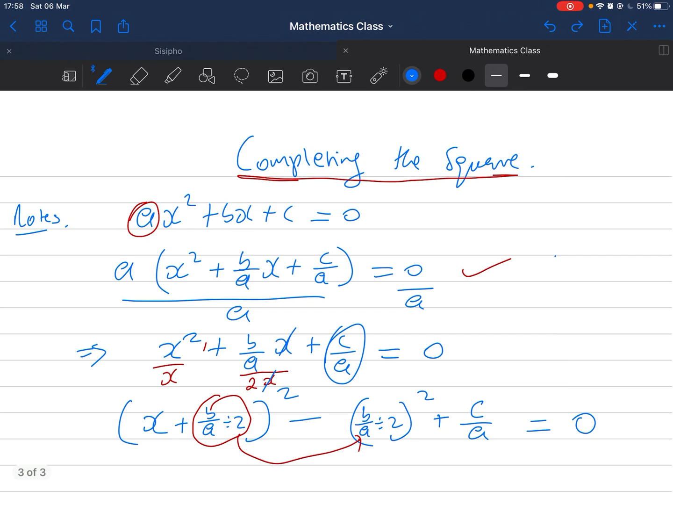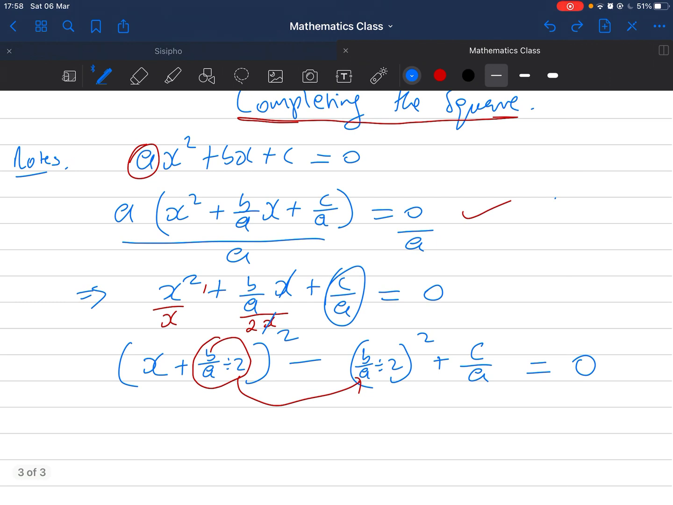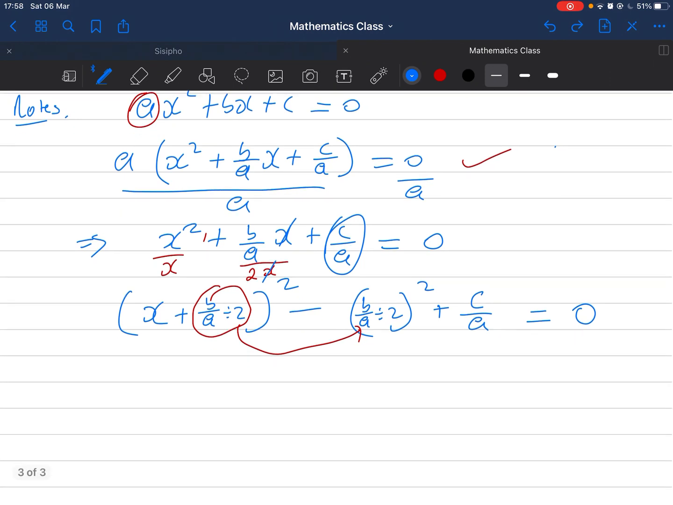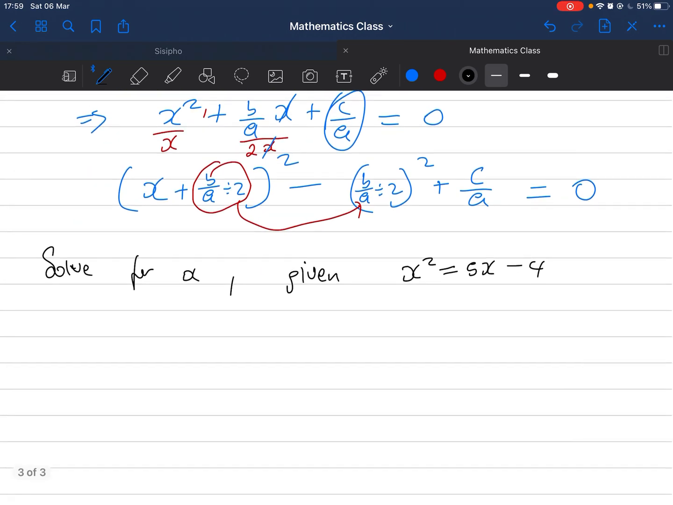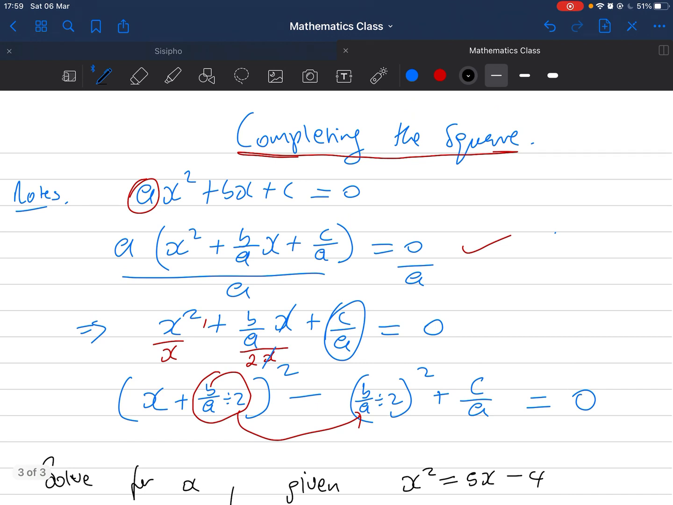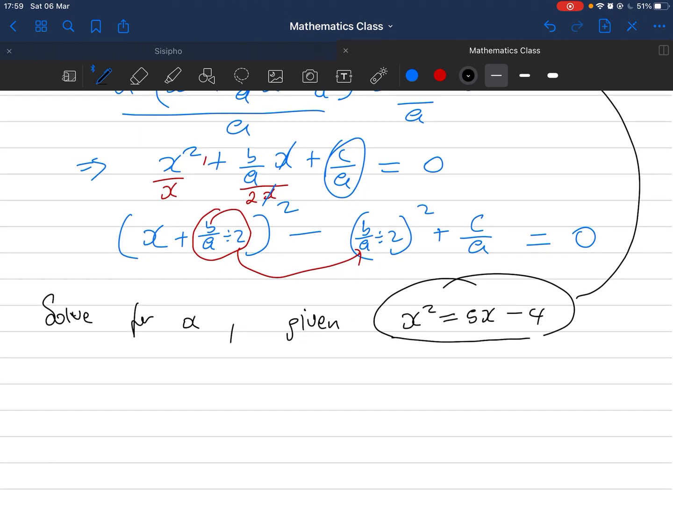So let me give you an example that I can go into details with, so that you can follow, because some people can't follow the letters like a, b and c. They can't really see what's going on, right? So let me go back to our original example. I'll solve for x given x squared is equal to 5x minus 4. So let's do what we did. We're trying to make sure that the right hand side is basically equal to 0.